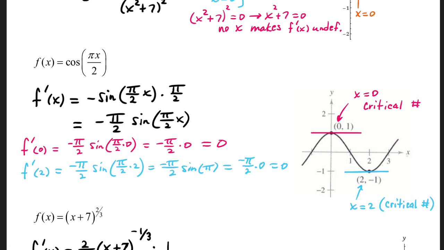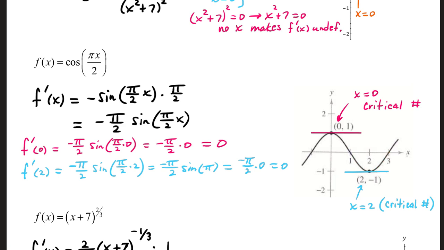Let's go to the other critical number when x equals 2. F prime of 2, that's negative pi over 2 times sine of pi over 2 times 2. Those 2's cancel. Sine of pi is 0. Negative pi over 2 times 0 gives us 0. Any critical number subbed into your derivative will equal 0, provided that your graph is smooth.